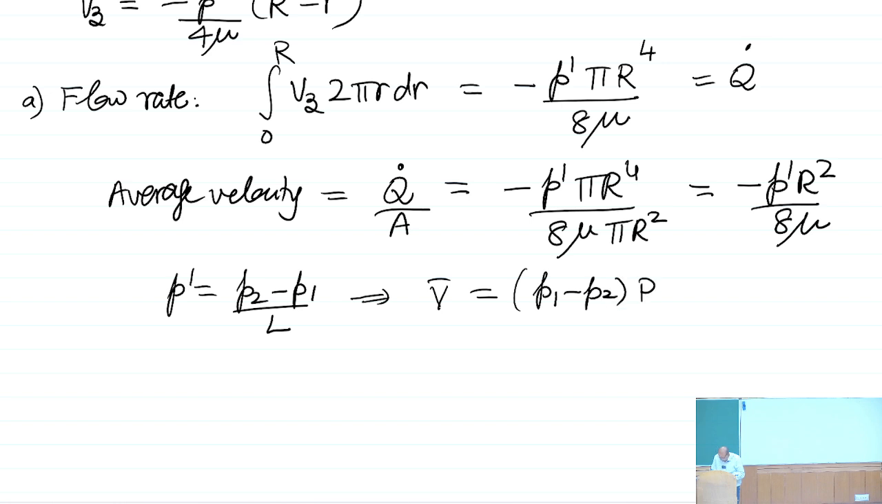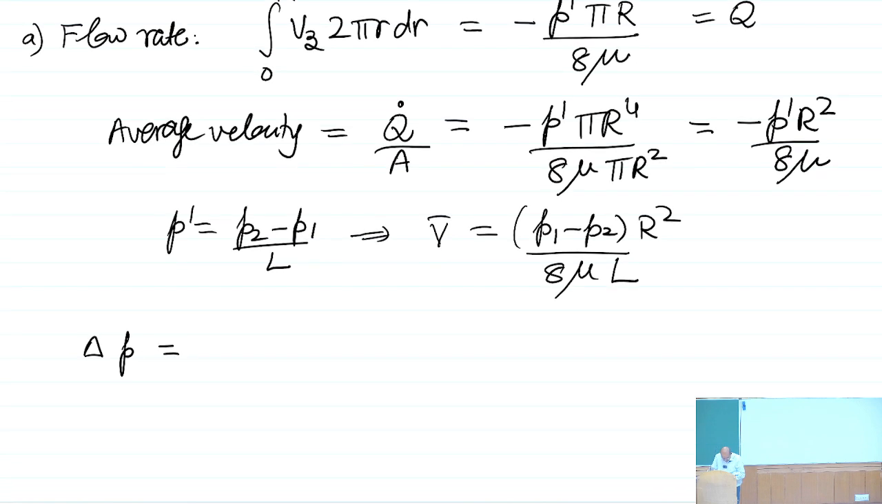So we get the average velocity in terms of the pressure gradient. And the pressure drop delta P is equal to 8 mu L V prime upon R square.